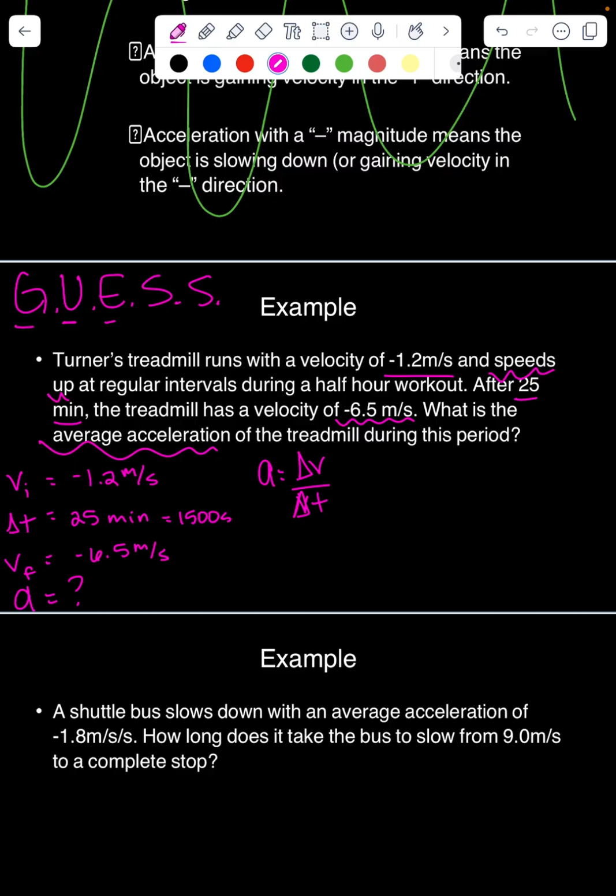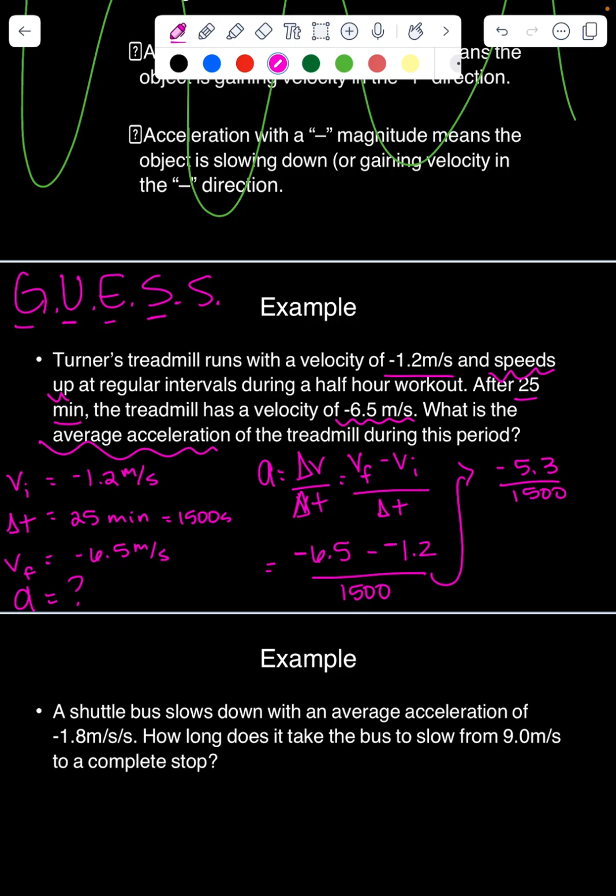Now, that's fantastic, but we don't have a delta V. We do have delta T, but we do have V final and V initial, so we need to break that down one step further. We do not have to do any rearranging at this point, so we are going to now plug in our numbers. V final is negative 6.5 minus negative 1.2 over our delta T of 1500. That's going to give us negative 5.3 divided by 1500.